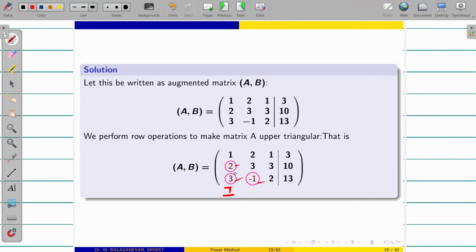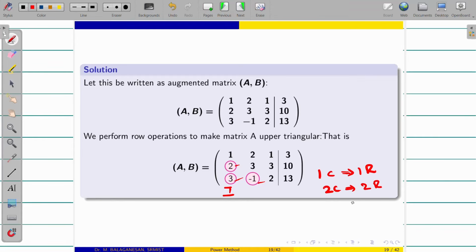First step, we have to reduce the first column element. To reduce the first column element, we need the help from the first row. If you want to reduce the second column element to 0, we have to use the second row elements. This is the important thing.